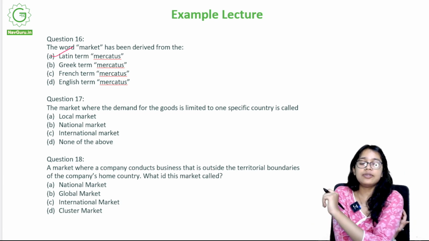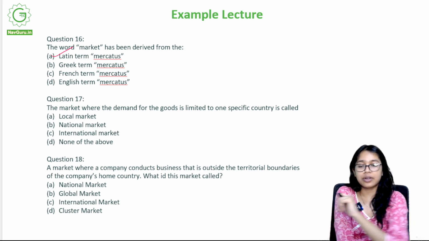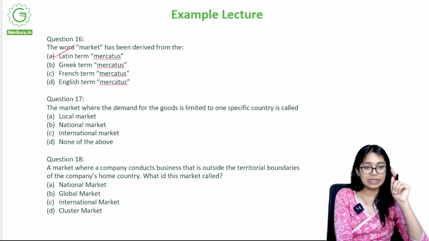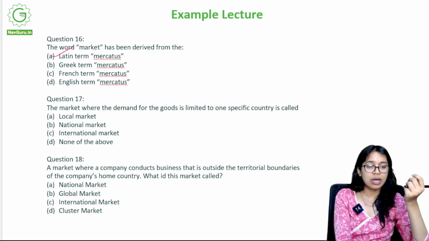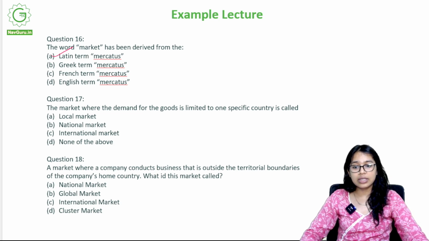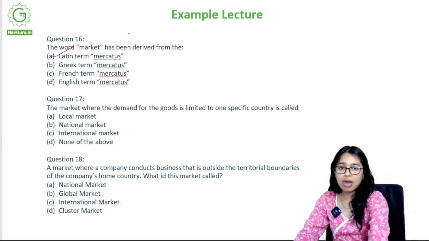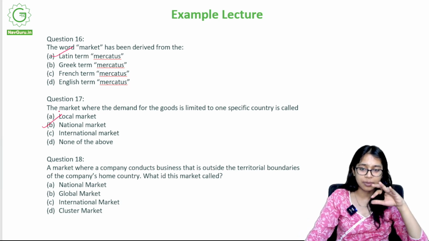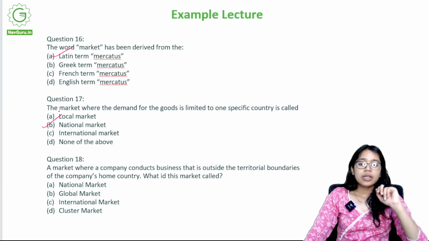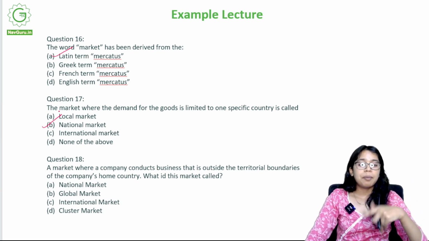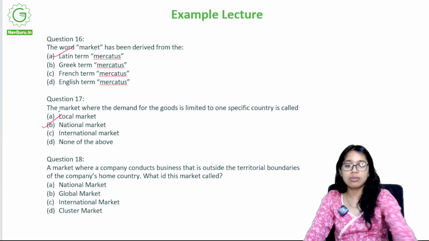The market where the demand for goods is limited to one specific country is called. So there's a market where the demand for goods is limited to just one specific country, and what is it called? A, local market, B, national market, C, international market or D, none of the above. So the right answer is B, national market, because the demands of goods in this case is limited to just one country. A market where a company conducts business that is outside the territorial boundaries of the company's home country, what is the market called?